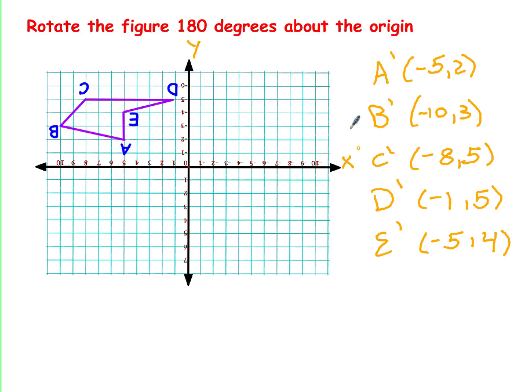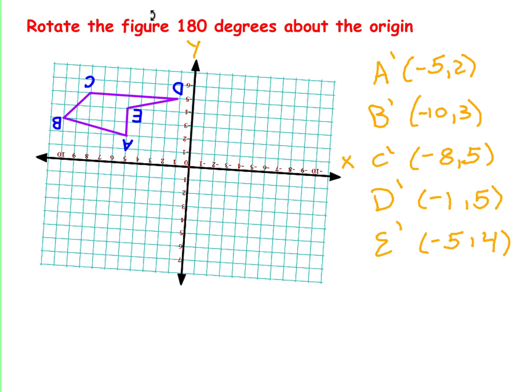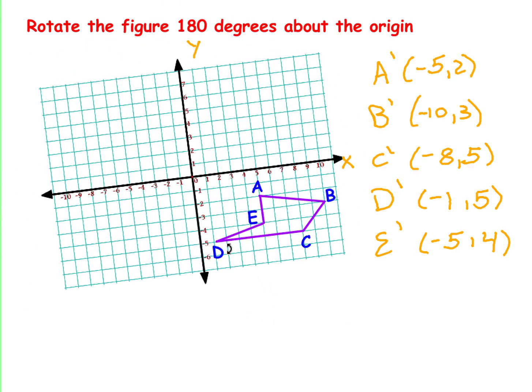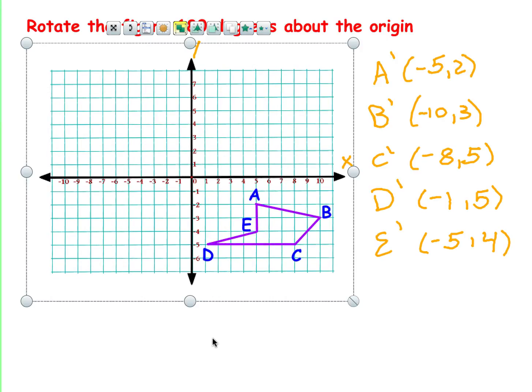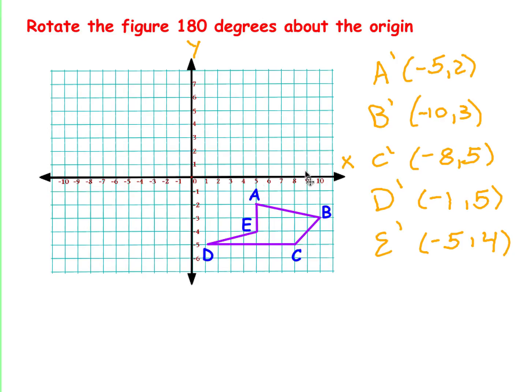So these are all my new points. So now that I have my points, I know exactly where my image is going to end up at. This is my pre-image. I know where my image is going to end up at now. So what I can do now is I can rotate my graph back to where it's supposed to be, to where it's straight up and down. Okay. And now what I can do is I can plot all of these points and then connect the dots.